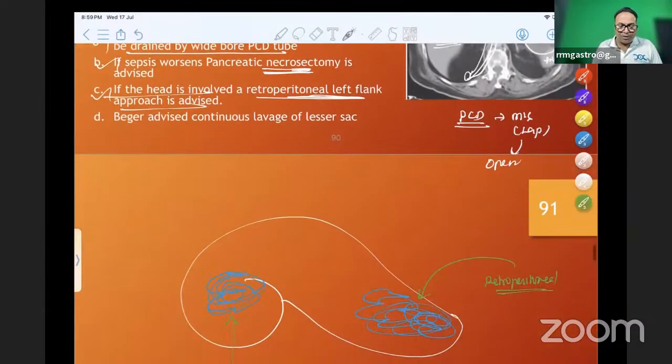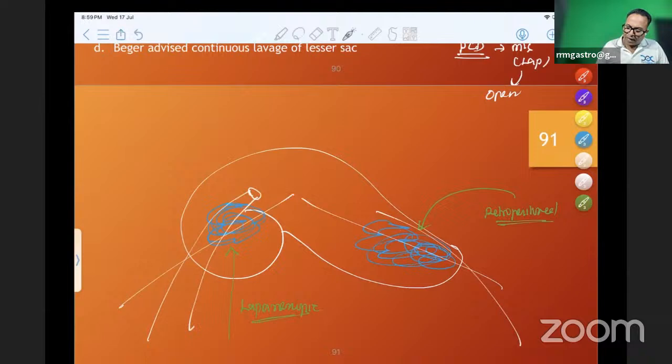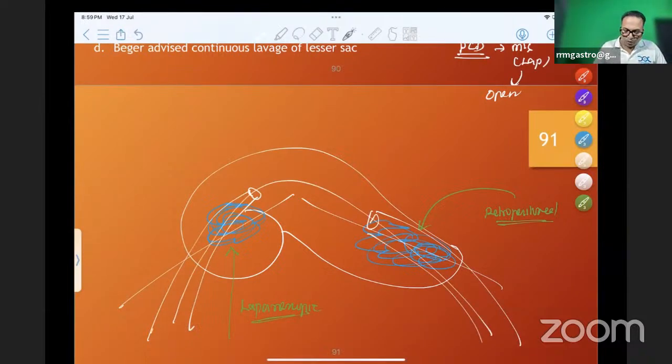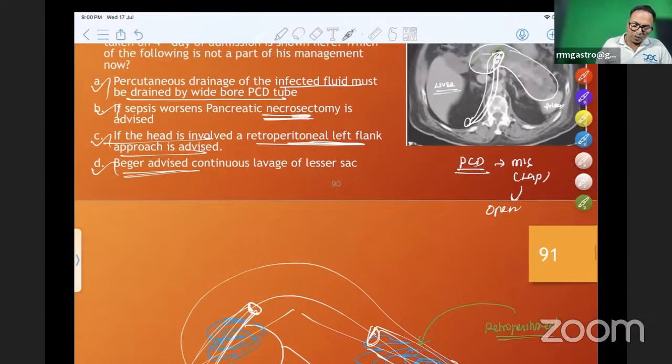For patients who have severe necrosis, we can even do an open surgery and keep a drain like this and another drain like this so that I can wash. This picture is there in Bailey and Love. Open necrosectomy and continuous lavage is called Beger's procedure, Beger's lavage procedure. This also can be done. Therefore, the wrong answer here is C. If the head is involved, a retroperitoneal left flank approach is advised is wrong. It is only for body and tail.